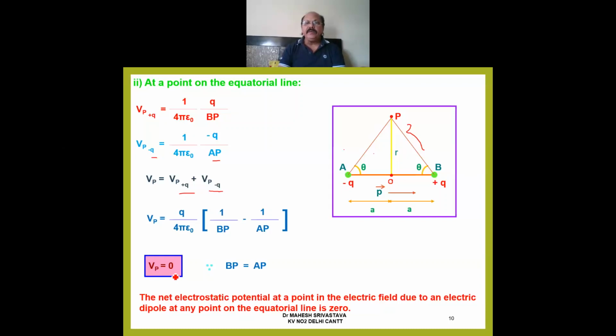Remember it, again I am telling you that 1 mark question, that write a point where the electric field intensity is not 0 but electric potential is 0. So that is the point on the equatorial line of an electric dipole at which electric field intensity is not 0 but electric potential is 0.